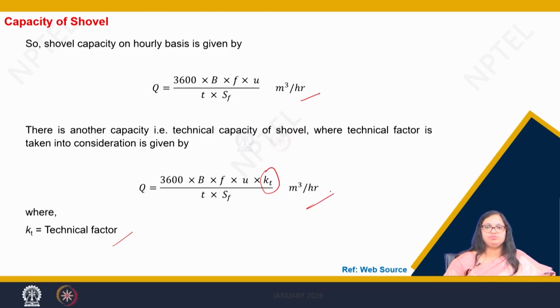Again, if the shovel capacity has to be stated in the unit meter cube per hour, on hourly basis, then this factor, the number 3600, has to be multiplied in the numerator.